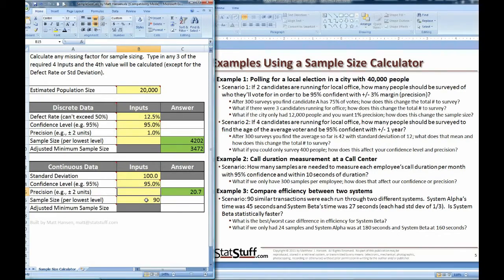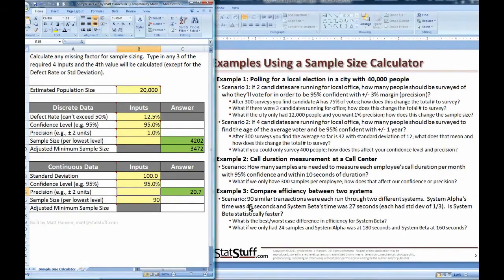Again, that means we have 180 total samples, but in this case, we've only collected 90 for each one, so we're going to plug in 90 for each of those different systems. For the first system, they were at 45 seconds, and system beta, they were 27 seconds, and we said 1/3 of that was their standard deviation. So first we're going to solve for precision. How precise are we with each of these? And we're going to assume a 95% confidence on them.